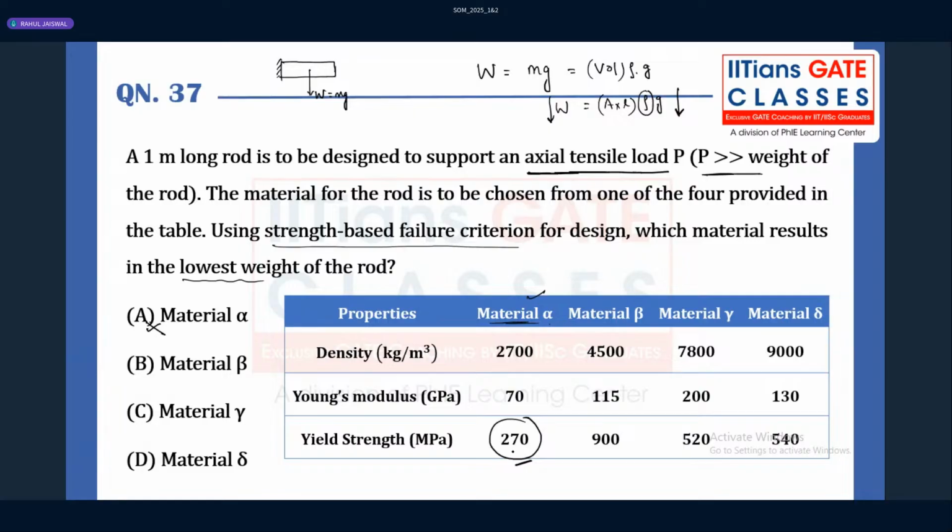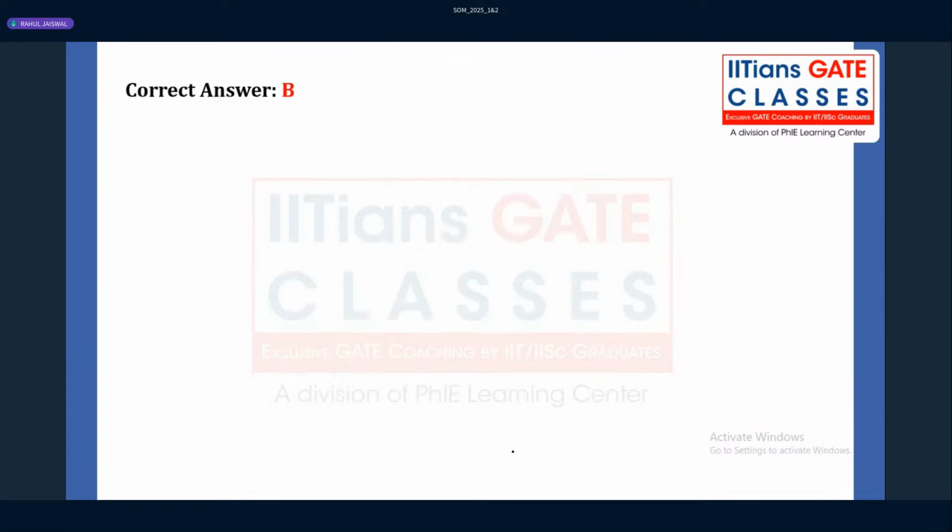So we need to see the combination of density and yield strength in such a way that the tensile load can be maximized. Whatever the carrying capacity of that particular rod, it should be maximized, and it should have the lowest weight also. So for that, we need to see the combinations of density versus yield strength. Now, how will the solution go? The solution will go something like this. Now, guys, here I'm just drawing.